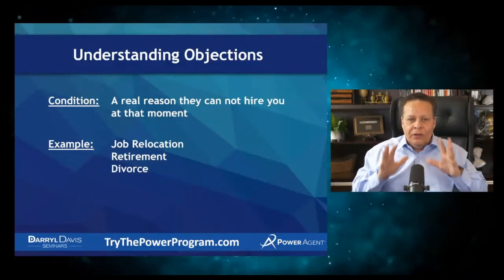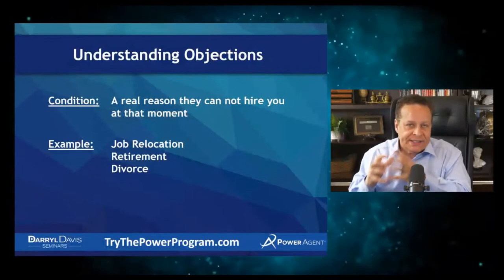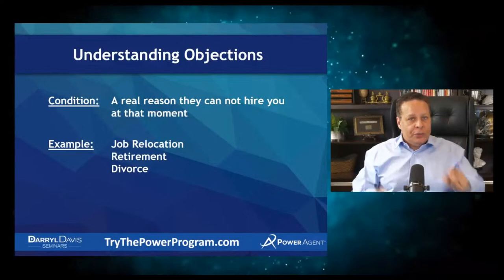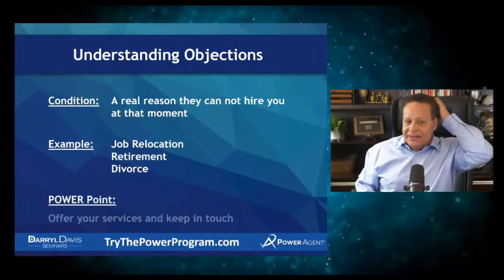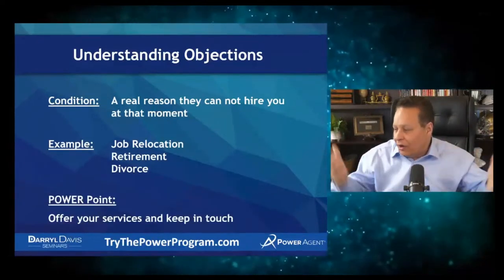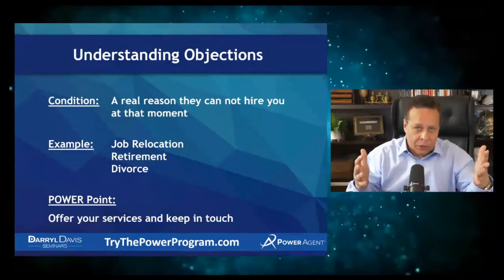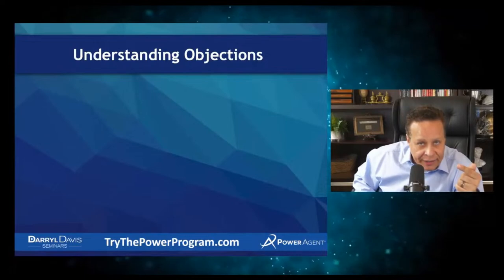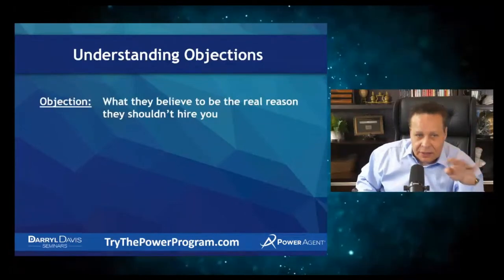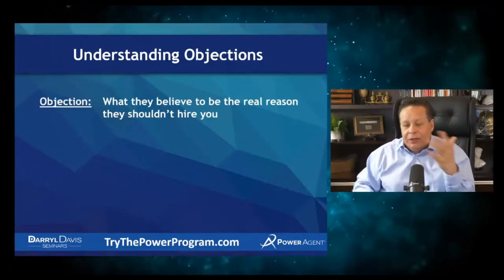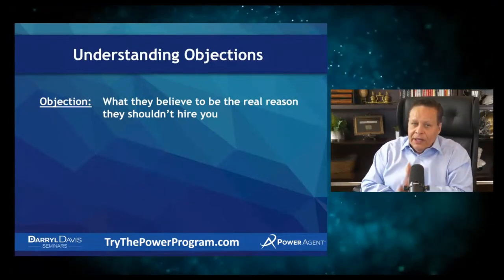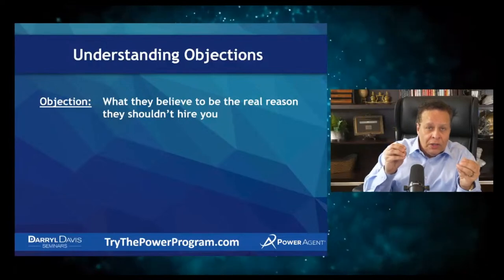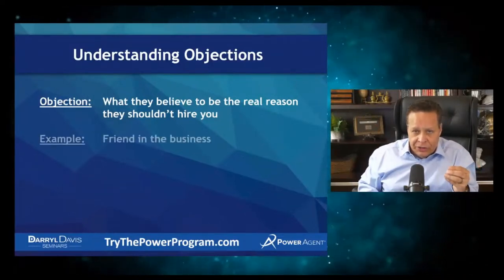So there are certain conditions that are not objections. An objection you can handle. Conditions you can't. So when you get a condition, you just offer other services and keep in touch with them, okay? So that's a condition. Now, an objection is what they believe to be the real reason why they shouldn't hire you. Objections you can handle. And I'm going to go through in a minute different objection handlers.